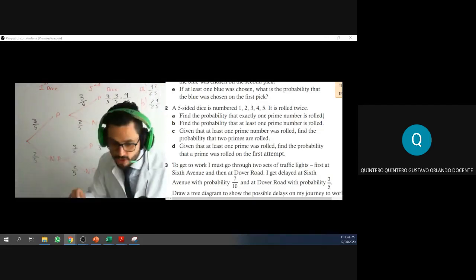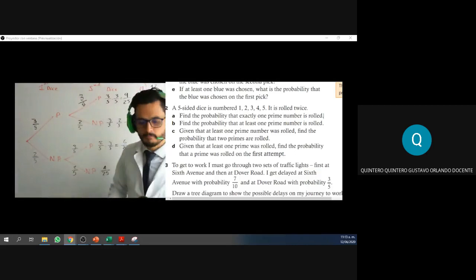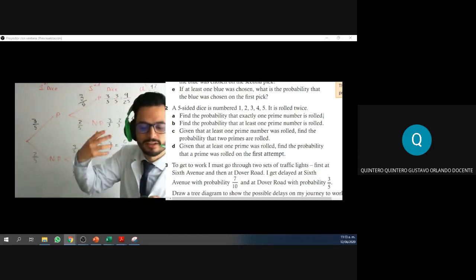This is the condition, right? 12 over 25. So this one, this is the condition. Okay, so we have the condition. We have our denominator already.